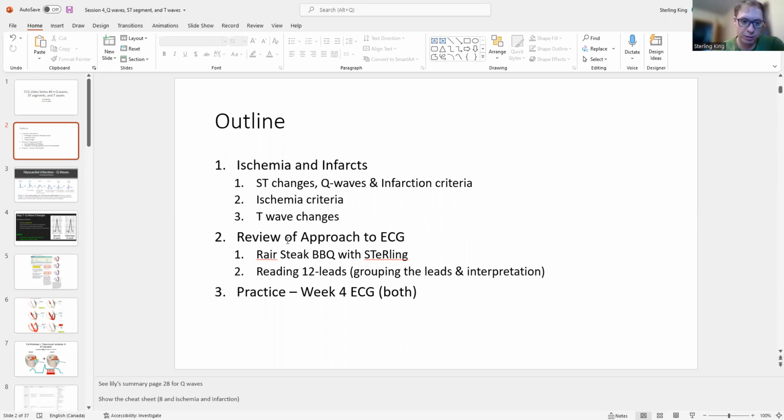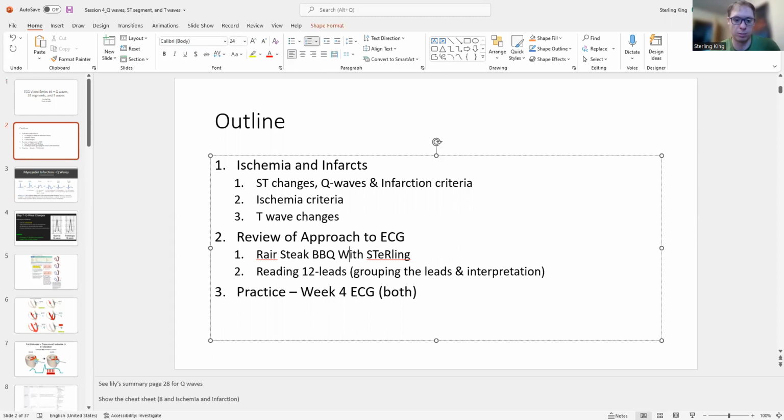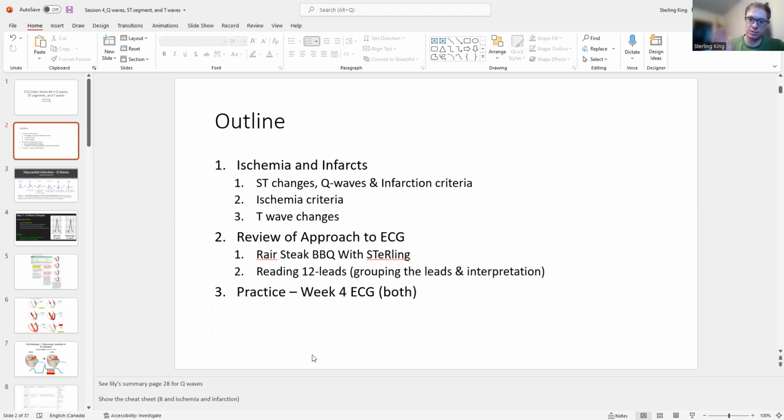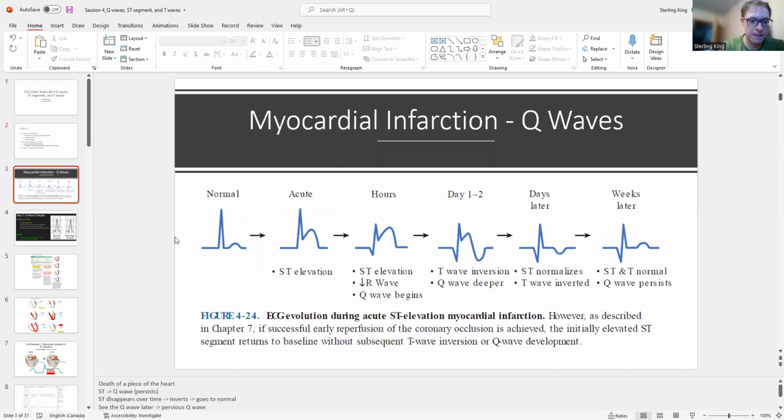Then we'll briefly review the approach to the ECG, the rare steak barbecue. I changed this a little bit with Sterling, so we'll come back to that. And reading 12 leads, just the grouping, getting used to the lateral leads, inferior leads, anterior leads. And then a little bit of practice at the end. So the week 4 ECG stuff from assess.med, both sections. There are a few questions and one question from the other one.